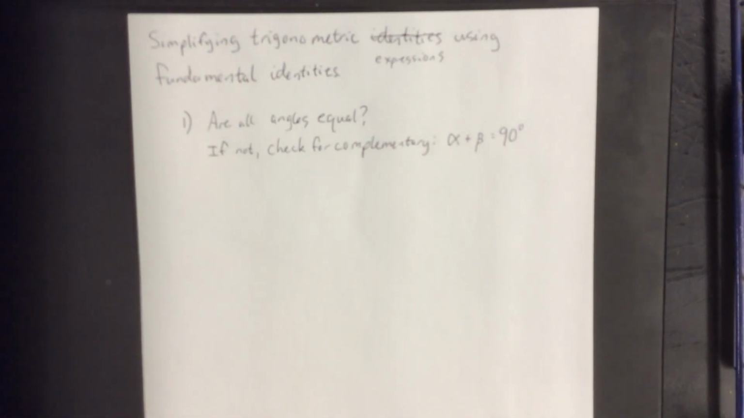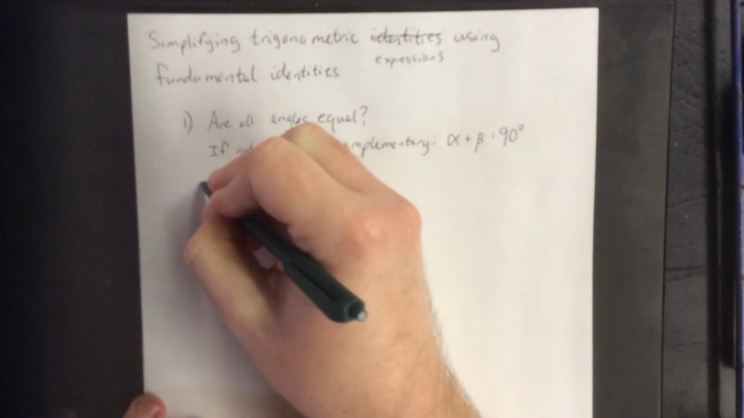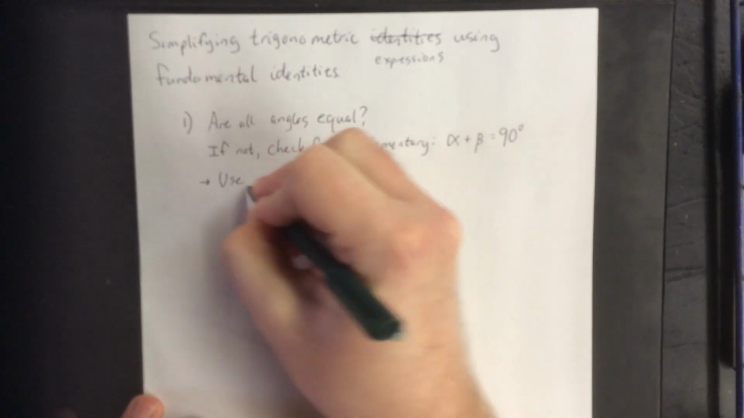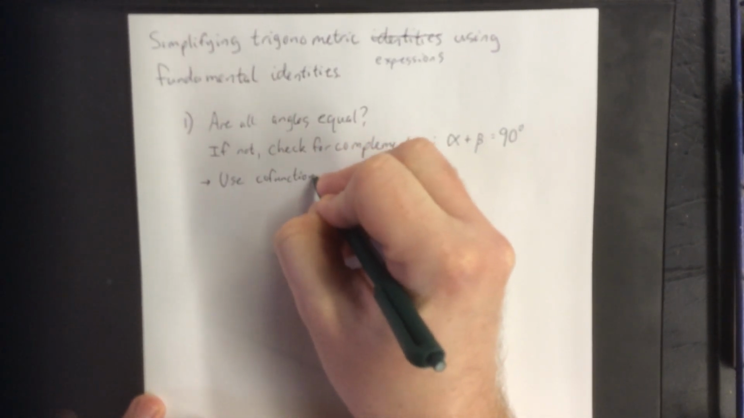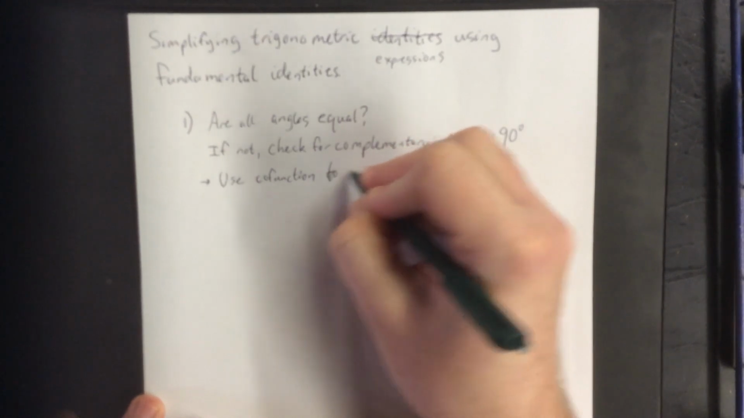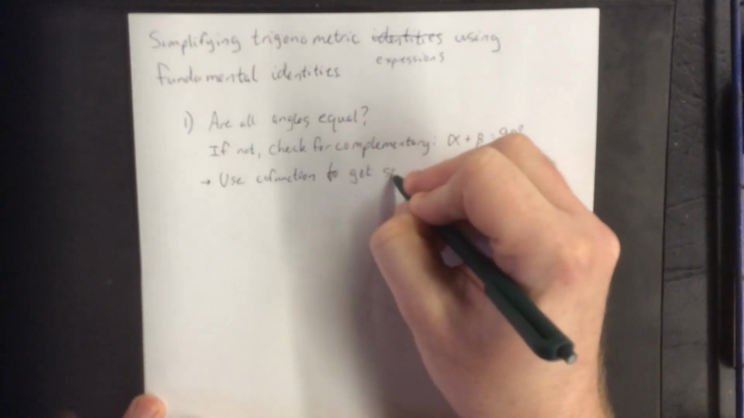Now, if there are some complementary angles in here, you can use the cofunction identities to get everything in terms of the same angle. So use cofunction identities to get the same angle.